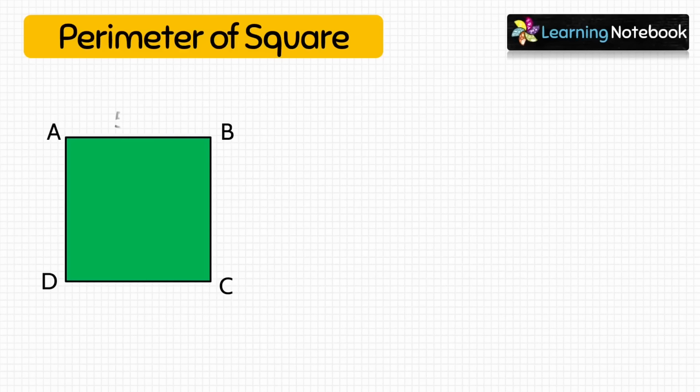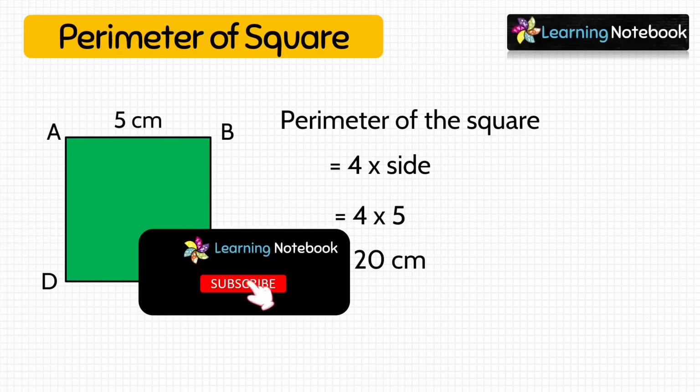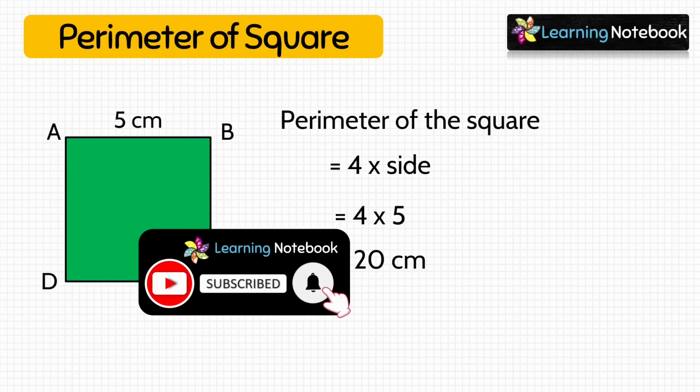Now suppose we are given the length of one side of a square, which is 5 centimeter. And as we know, the length of all the 4 sides of the square are equal. So we will use the formula to find perimeter of the square as 4 into side. And side is 5. So we get 4 into 5, which is equal to 20. So perimeter of this square is 20 centimeter.